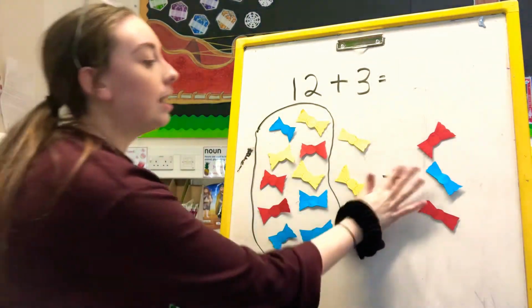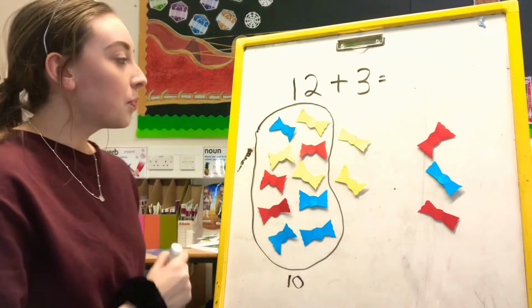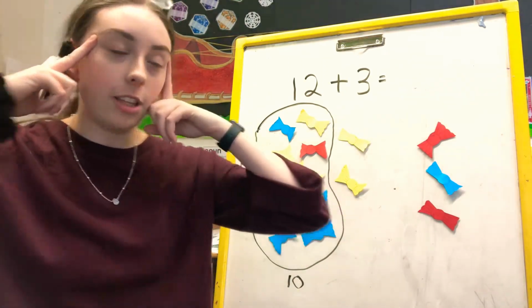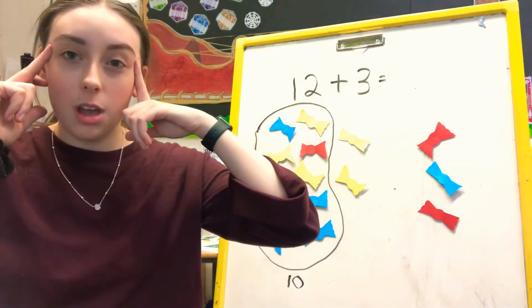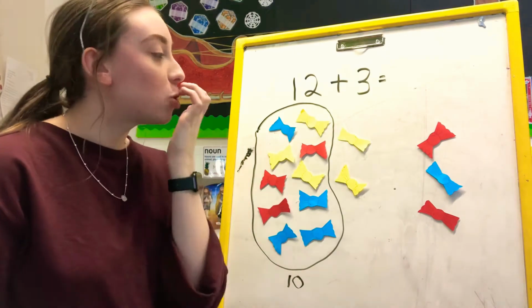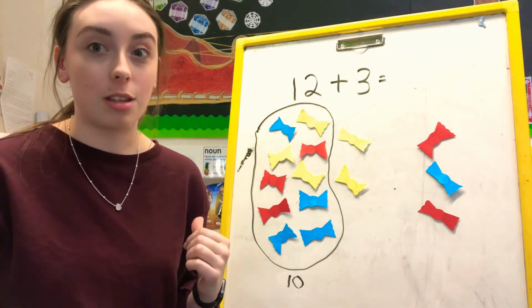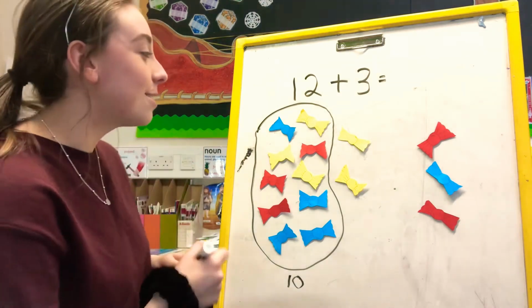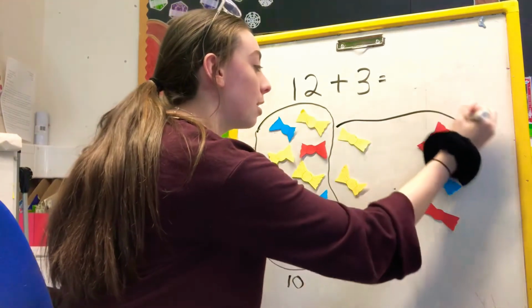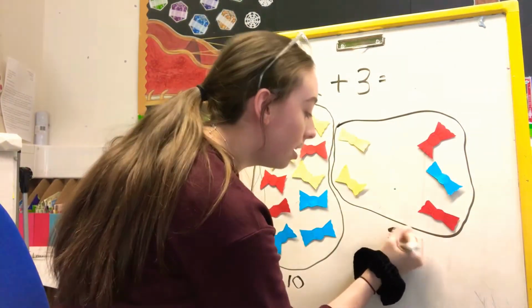So I can put these together, can't I? And make another group. So using our number bonds knowledge, how many ones will we have in total? What number bond is 2 plus 3? Can you tell me? We might have done it in our starter. That's right, it is 5. So I can put all these together, and then I have 5.